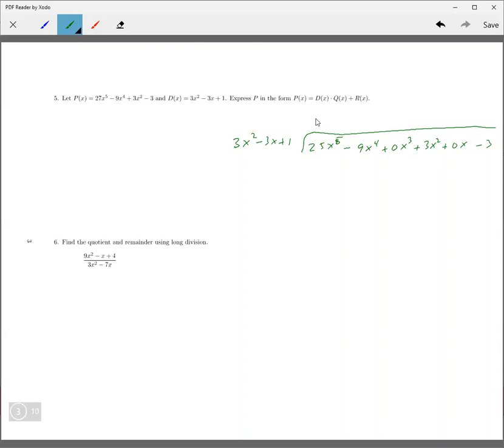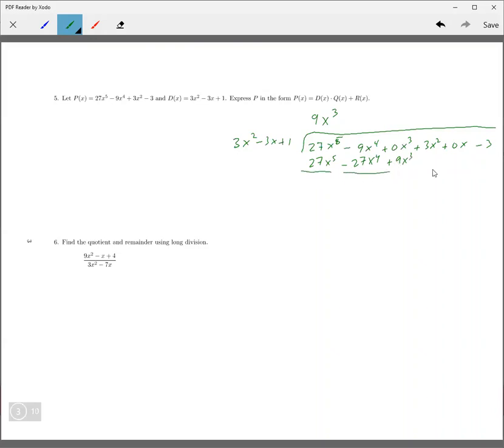Okay. Oh, this is a 27. Whoa. If that was a 25, then this would be a really nasty problem. Okay, so 9 times 3 is 27. And we're missing x cubed. Okay, so 9x cubed. So multiply that, that's going to give you 27x to the 5th. And then this times this is minus 27x to the 4th. And then this times this is 9x cubed.